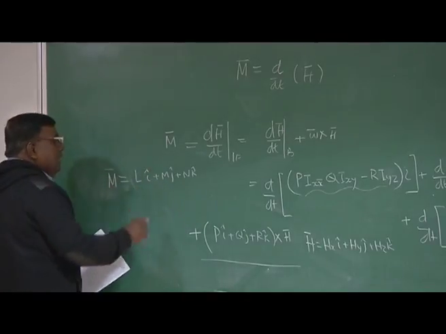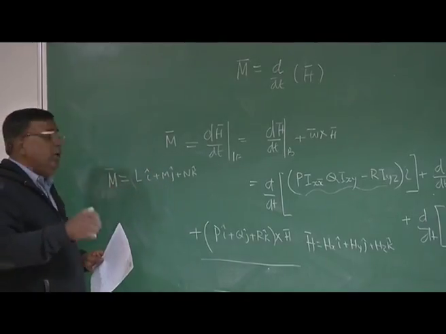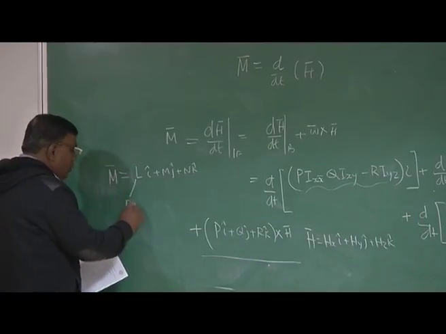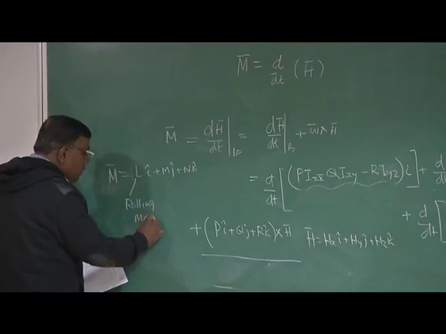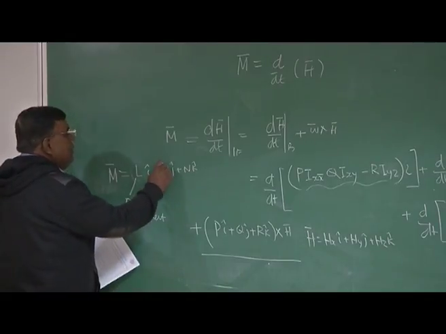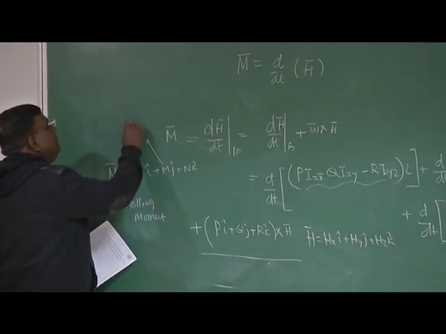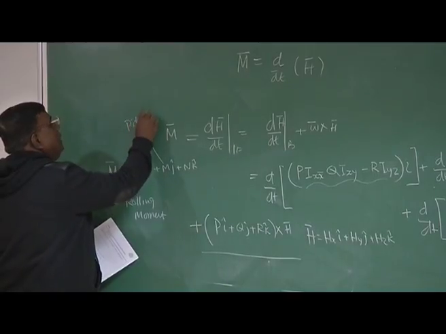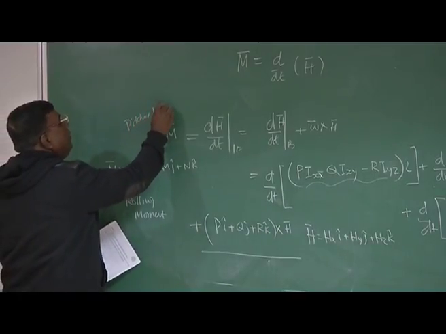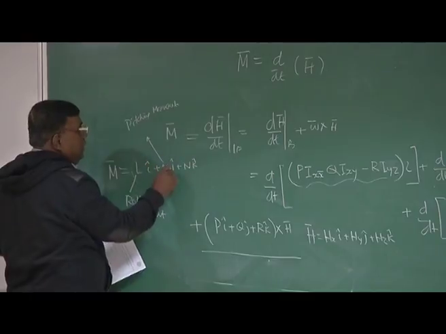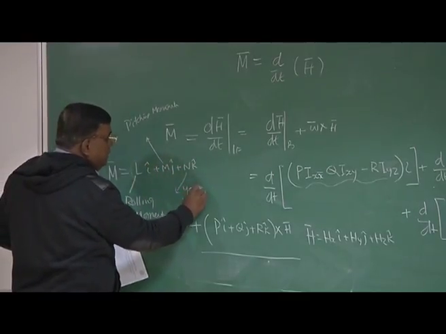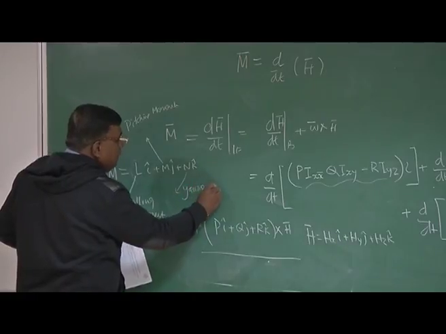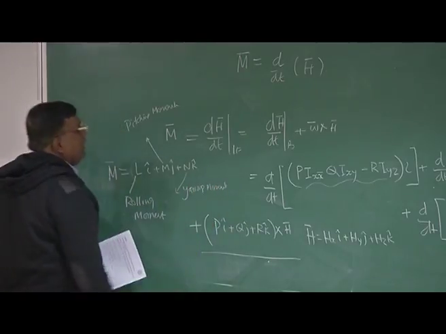What is L? L is about x-axis, that is rolling moment. This is rolling moment. We will go into detail about it, but at present you know this. M is, you understand, pitching moment, pitching moment about y-axis, that is by j bar here, and N is yawing moment, okay, which is about z-axis.